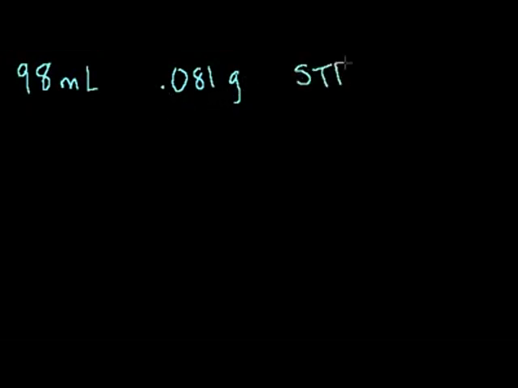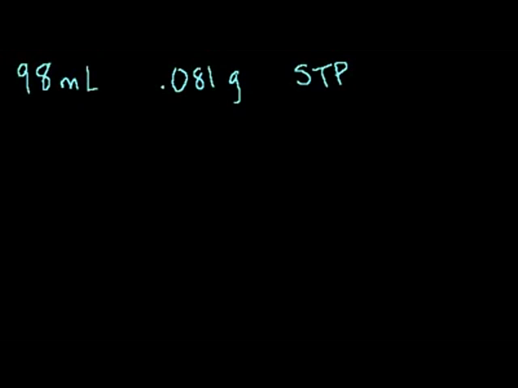I think it makes sense to keep doing a few more problems just so you really get intimately comfortable with PV equals nRT, or the ideal gas equation. So we have 98 milliliters of an unknown gas. It weighs, well, they say weighs in the problem, but I'll use mass. Its mass is 0.081 grams. You shouldn't say weighs 0.081 grams. This is mass. Weight would be in newtons if we're in the metric system. At standard temperature and pressure, calculate the molar mass of the gas.